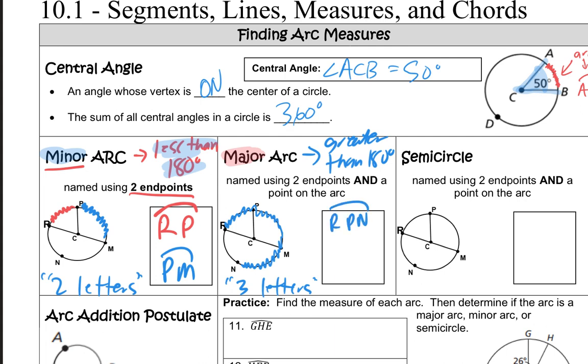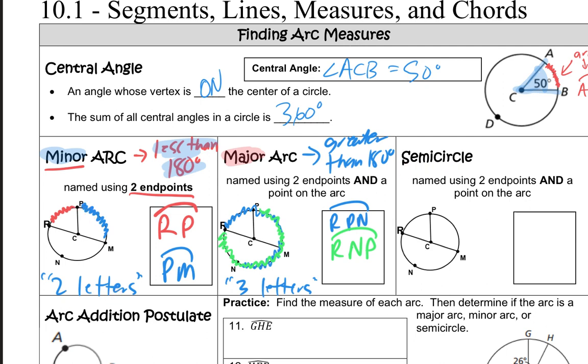Okay? Or I can also go this way. I can go R to N to P, right? So let me change it to a different color. So I can say R all the way to N, go through M all the way to P. So that would be RNP. Okay, so that would be a different arc. So those are major arcs. And there's actually a couple more that we could use on that too, but those are 2. So major arcs, which are greater than 180 degrees, we're going to use 3 letters. Okay, so then a minor arc is less than 180 degrees, like that, we're going to use 2 letters.